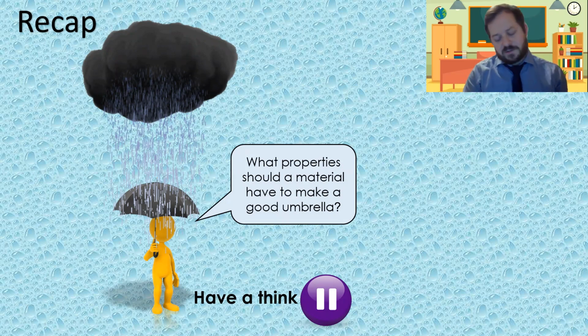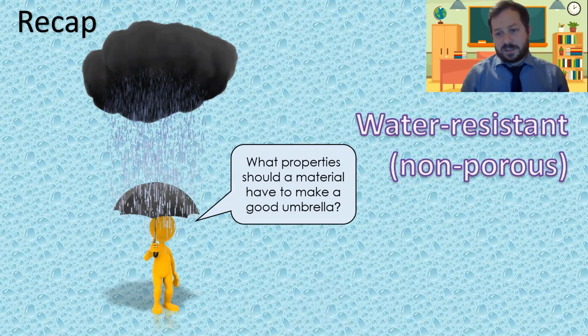Okay, so there's a few that stand out. The ones that stood out is that it needs to be water resistant or non-porous. Otherwise, what's the point in having an umbrella? Just put my umbrella up and let the water still fall on me. It makes no sense whatsoever. So being water resistant is highly important.